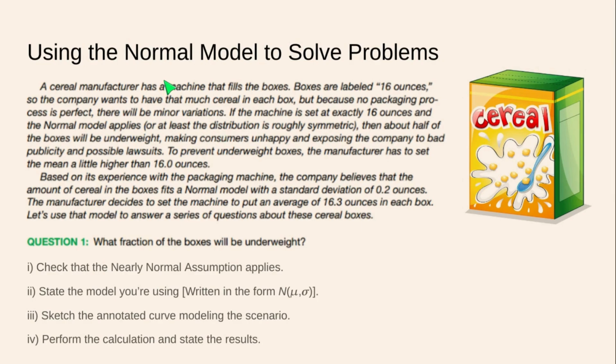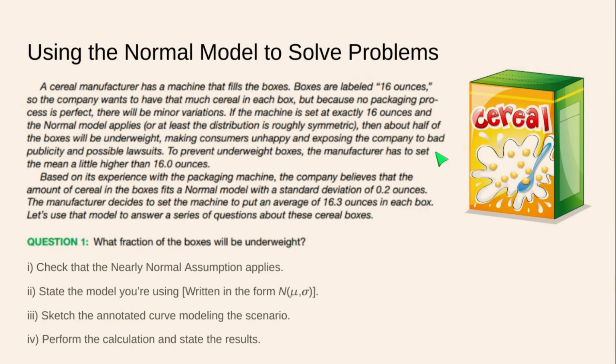Okay, let's move into a several-part application of basically everything we've been talking about. A cereal manufacturer has a machine that fills the boxes. Boxes are labeled 16 ounces, so the company wants to have that much cereal in each box, but because no packaging process is perfect, there will be minor variations. If the machine is set at exactly 16 ounces and the normal model applies, or at least the distribution is roughly symmetric, then about half the boxes will be underweight, making consumers unhappy and exposing the company to bad publicity and possible lawsuits. It's cereal, people.